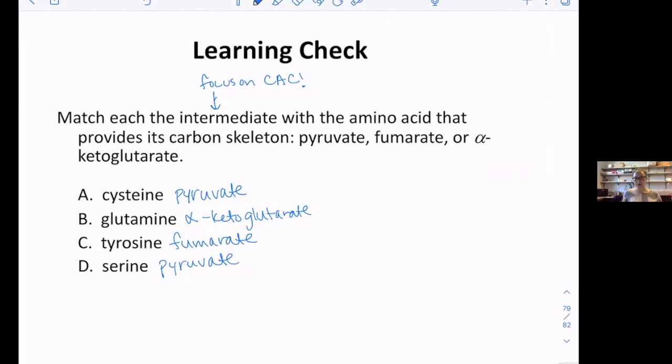So that finishes up how our proteins are degraded. Long story short, it's very complex, because all of the different structures are so complex.